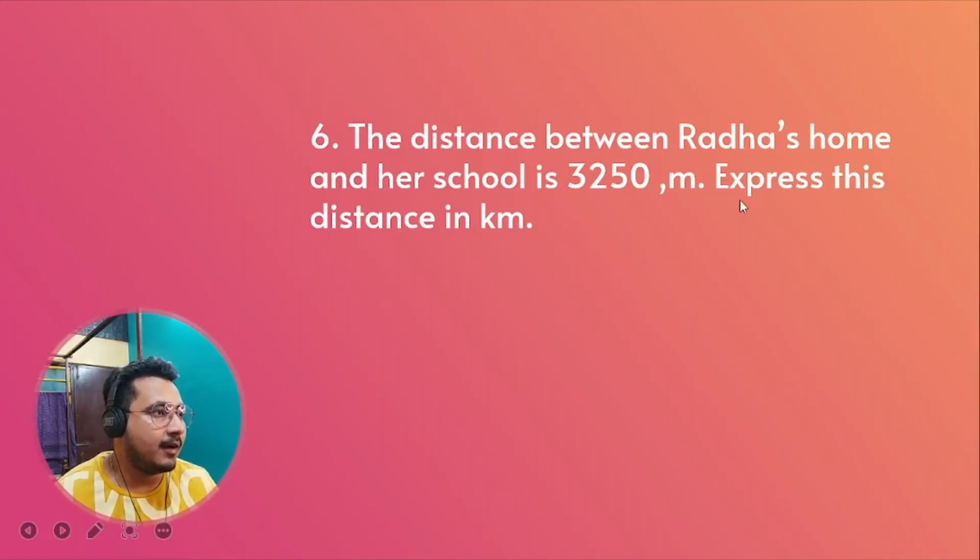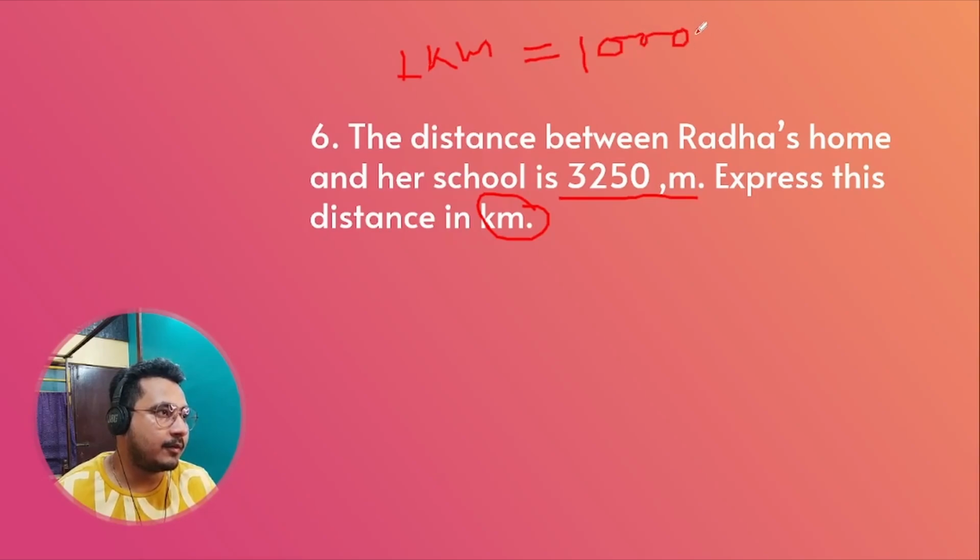First, the value is given in the meter, right? Now you have to convert it into kilometer, right? Now 1 kilometer equals how many meter? 1000 meter. Then 1 meter equals how many kilometer? 1/1000. Yes, 1 divided by 1000.